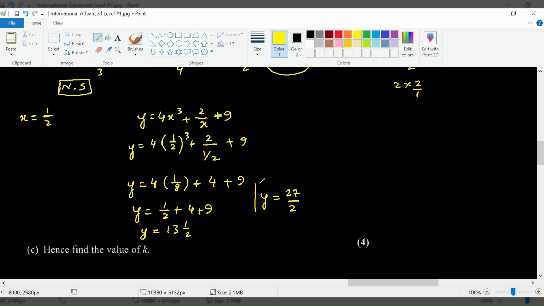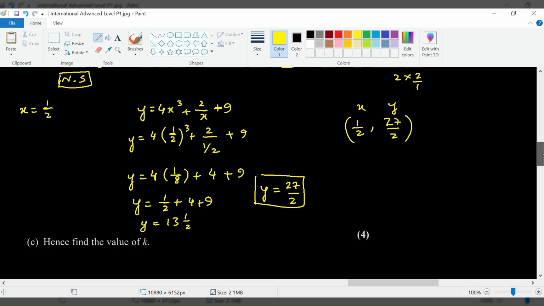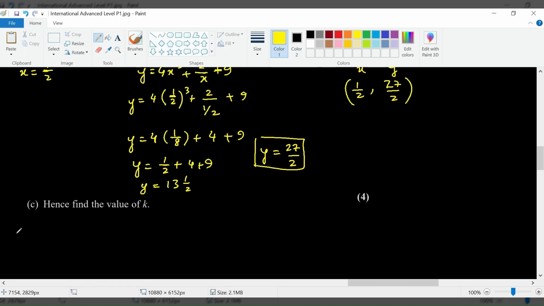So now we know the value of x and the value of y. x is 1 over 2 and y is 27 over 2. These are the two values of x and y. Now they are asking us to find the value of k. So I will write this once more, 1 over 2 and 27 over 2. These are the two values we are talking about.